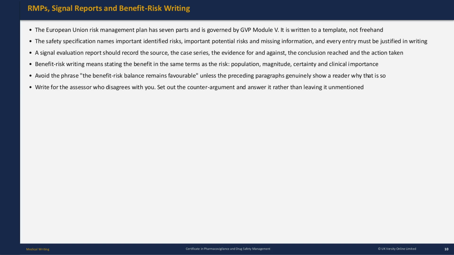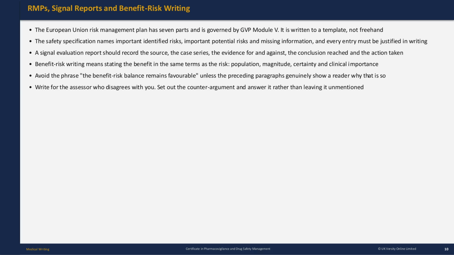The European Union Risk Management Plan has 7 parts and is governed by GVP Module V. It is written to a template, not freehand. The safety specification names important identified risks, important potential risks, and missing information, and every entry must be justified in writing.